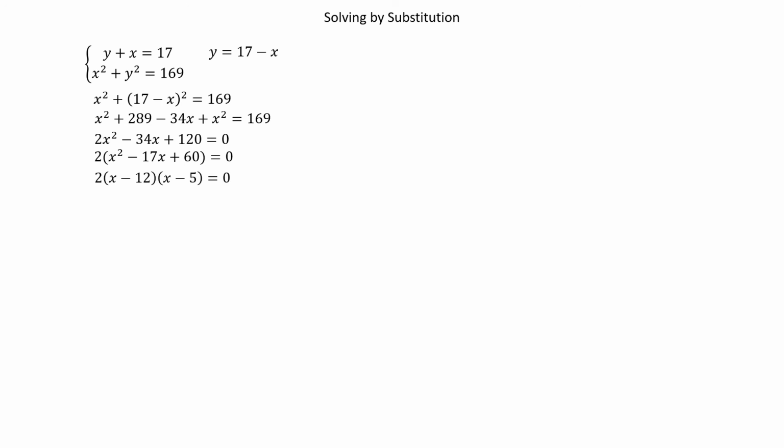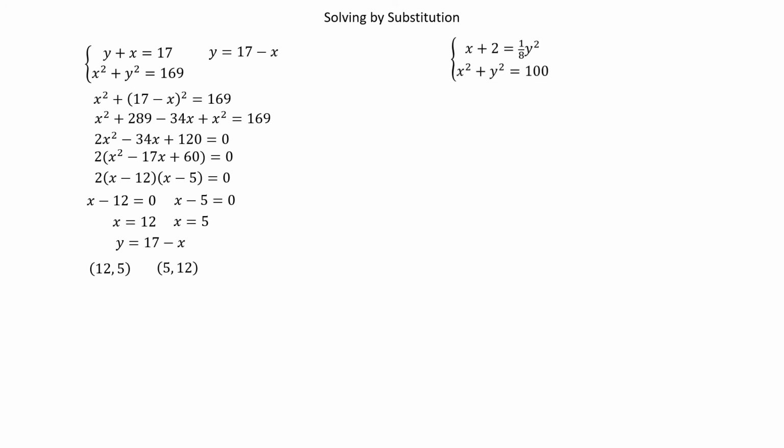So we have x minus 12 and x minus 5 equals 0. So we can plug them in. Plug them into the line. Because otherwise, when you square root, you get plus or minus. And a line and a circle, which is what these are, will have a maximum of 2 intersection points. So x minus 12 equals 0, and x minus 5 equals 0, so x equals 12, x equals 5. So plug them into y equals 17 minus x, we get 12, 5, and 5, 12.